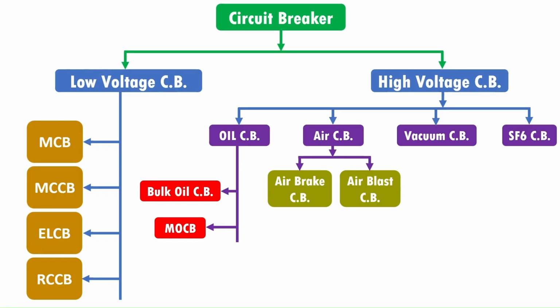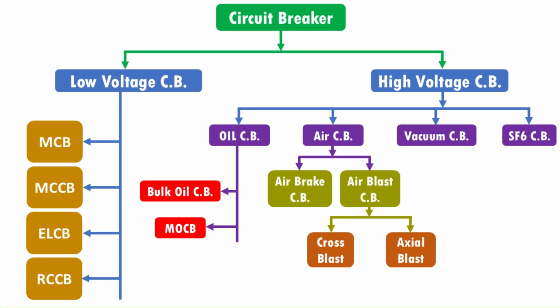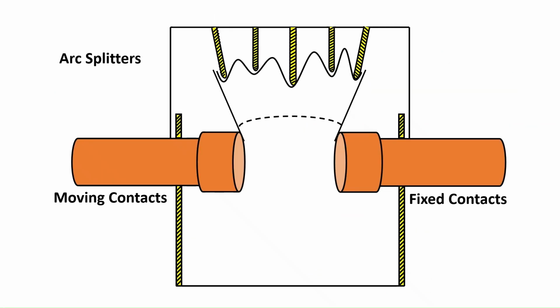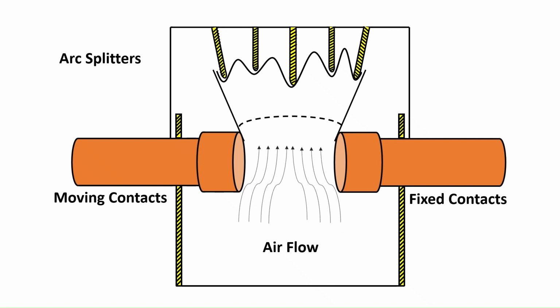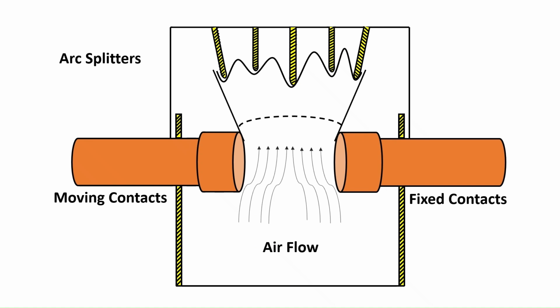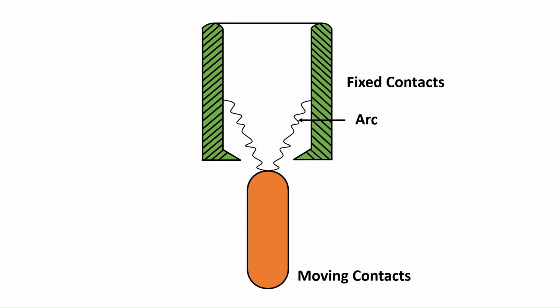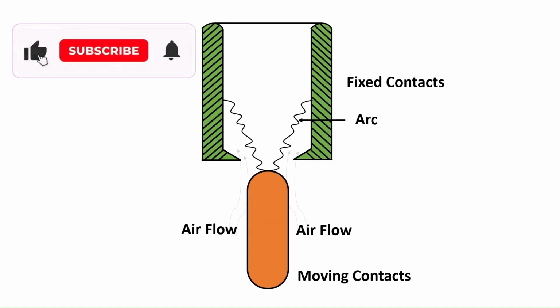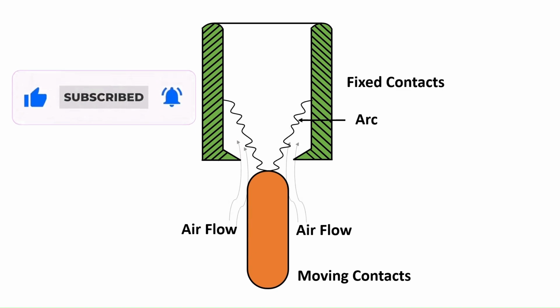Air blast circuit breakers are either cross blast or axial blast circuit breakers. In cross blast circuit breaker, a high pressure blast of air is directed perpendicular to the arc for its interruption. While in axial blast circuit breakers, a high pressure blast of air is directed longitudinally, or in line with the arc.